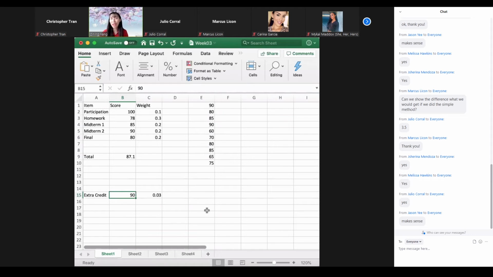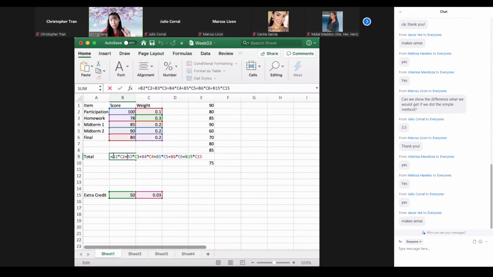I know some students ask, well, what if I don't do well in extra credit? It's another exam. There's no guarantee I get 90. What if I only get 50 in extra credit? Well, that's a fair question. If you only get 50 out of 100, your final score is still increased. If you don't do extra credit at all, your final score is 84.